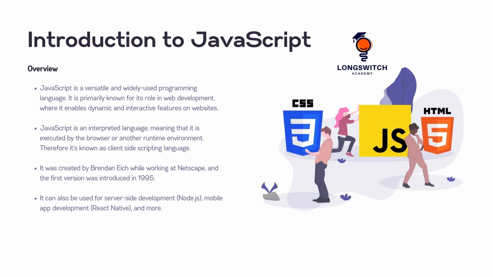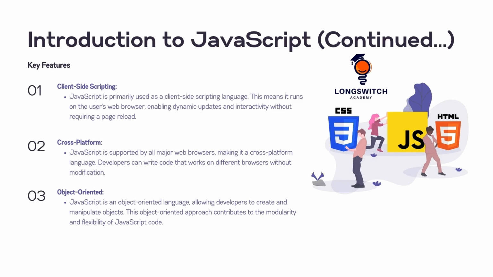Now let's go through some key features of the JavaScript. JavaScript, a dynamic and versatile programming language, is renowned for its pivotal role in web development. Its multifaceted features empower developers to create interactive and engaging web applications. Let's delve into the key characteristics that define JavaScript's significance in the programming landscape.